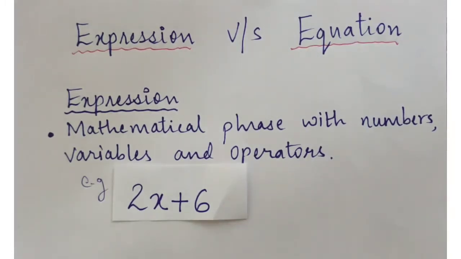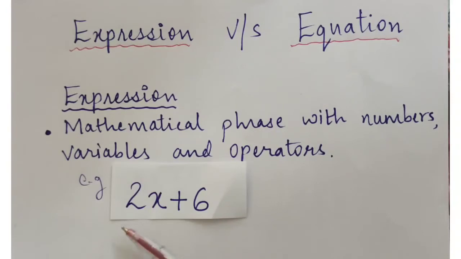So let us take an example, 2x plus 6. So you see here 2 is a number, x is a variable, then we have an operation that is addition here, and then 6 is again a number. So a combination of numbers, variables, operators is nothing but an example of an expression.